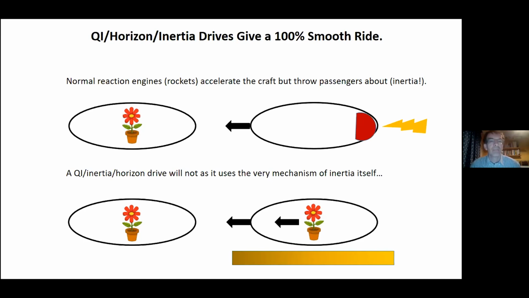So normally, if you have say a tic-tac shaped spaceship with a flower in it, and you suddenly accelerate it hugely by firing a rocket, then the flower will be smashed against one side of the tic-tac. But with quantized inertia, what you're actually doing is manipulating the process of inertia itself. So the flower would not be affected because the gradient in the Unruh field will affect everything inside the ship equally. So the flower would not be smashed.